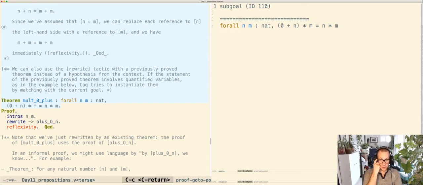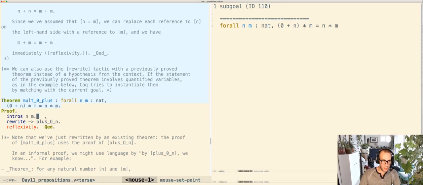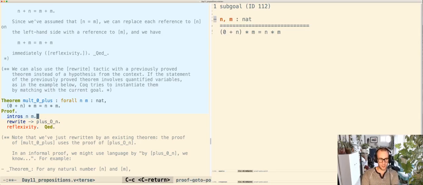Let's take a second to absorb what this proof means. This says for any natural numbers n and m, (0 plus n) times m is equal to n times m. Okay, this seems true, right? This little plus is not going to do anything because it's 0 plus whatever. Equal to n times m seems reasonable. There are different ways we could do this proof. Let me show you a way to do this proof.